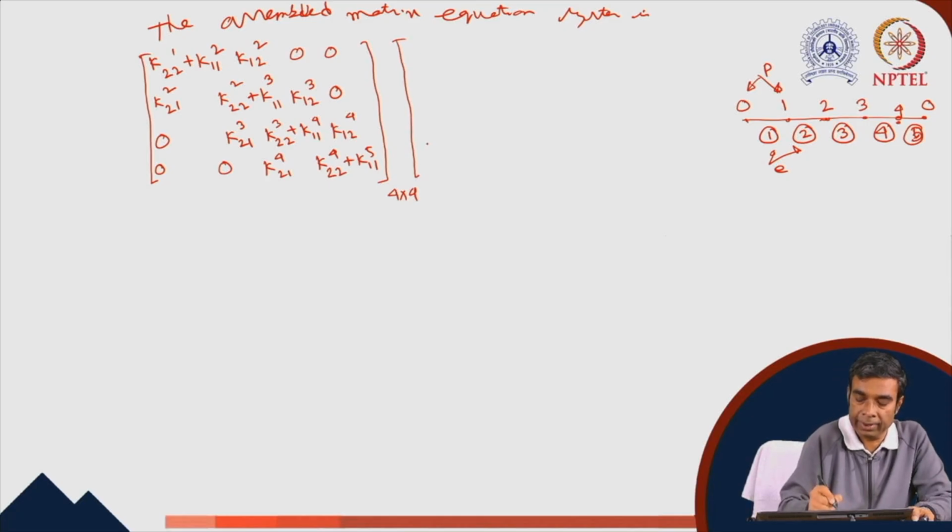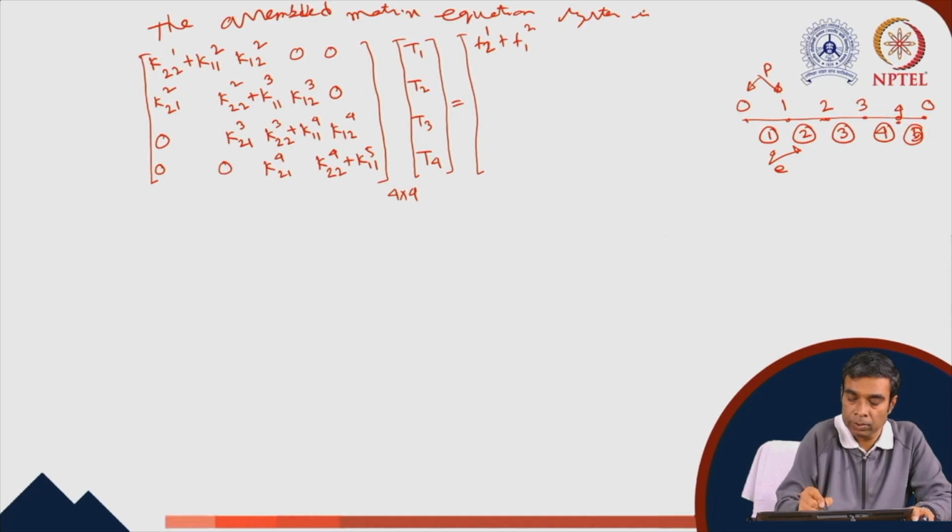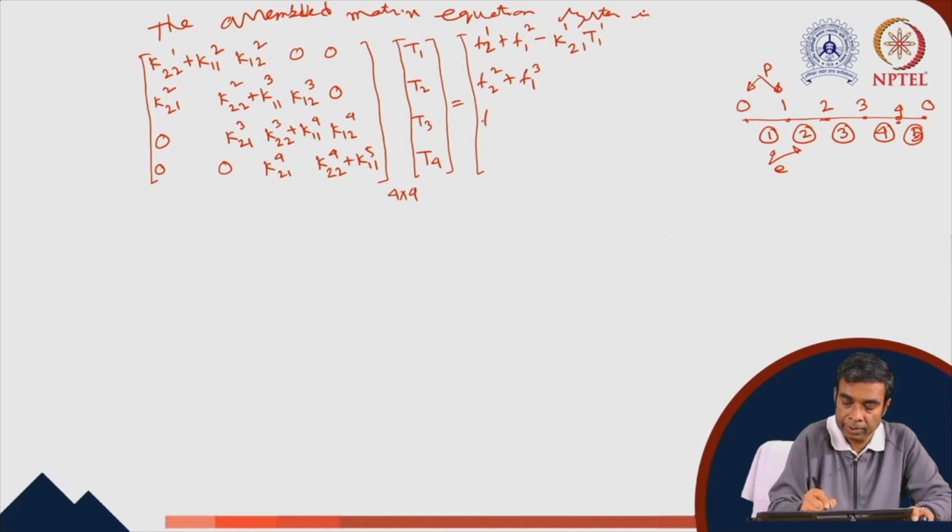And then our degree of freedom vector is T1, T2, T3 and T4. Then our load vector is: F1 is F^2_1 plus F^1_2 minus K^2_11 T^1_1. F2 is F^2_2 plus F^1_3. F3 is F^2_3 plus F^1_4. F4 is F^2_4 plus F^1_5 minus K^2_25 T^2_5.